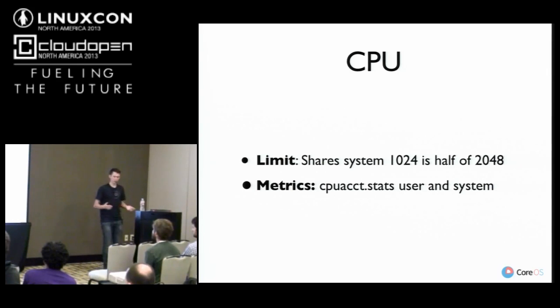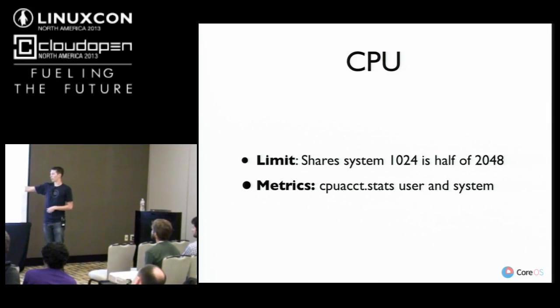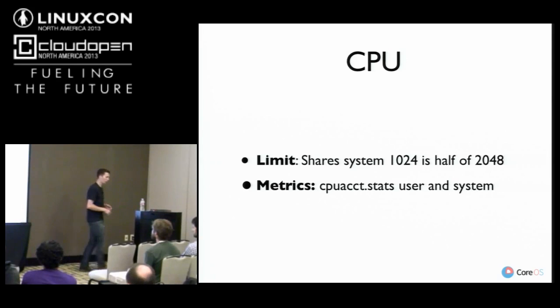And then there's a bunch of useful metrics that come off of this cgroup. Actually, there are not that many metrics off the CPU group. But for a subtree of processes, you're able to get the user and system time that was spent there.